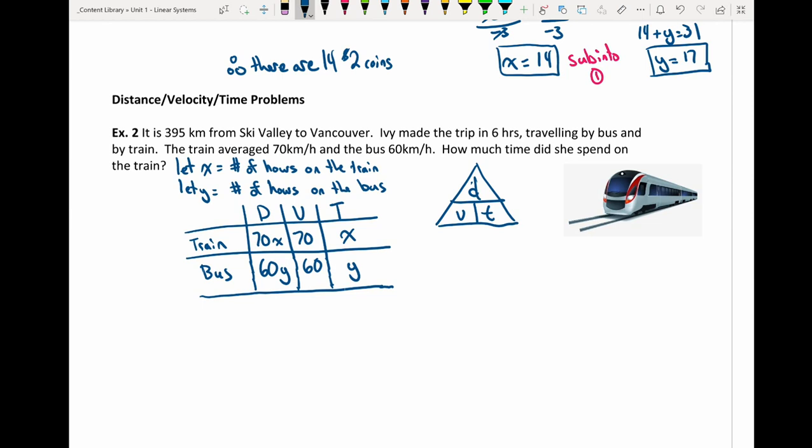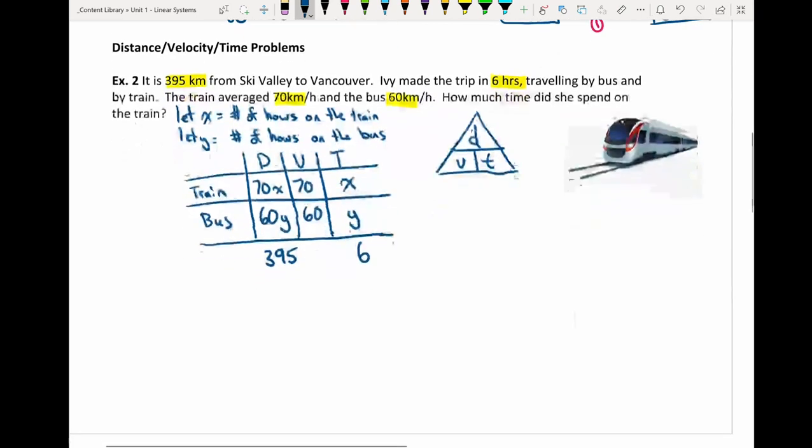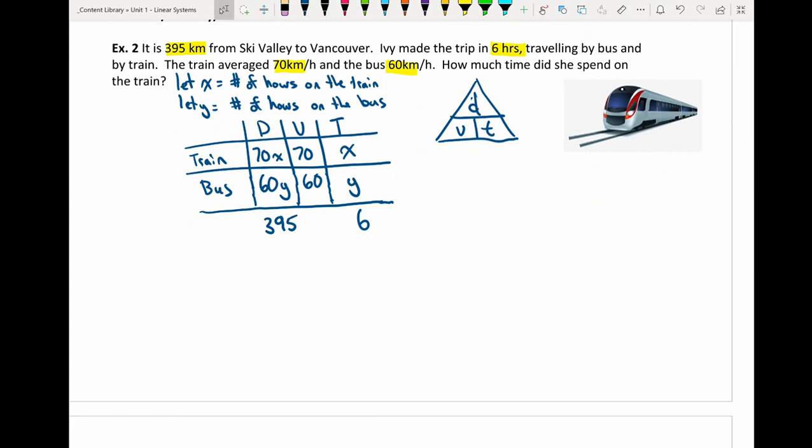So there's two other pieces of information that we know. I'm going to highlight what we covered. We know what the variables are going to represent. The two other pieces of information: the trip is 6 hours long. So that means if I look at the time, x plus y has to equal 6. And I know the total distance, 395 kilometers. So my distance column has to add up to 395. So that's where I'm getting my two equations from.